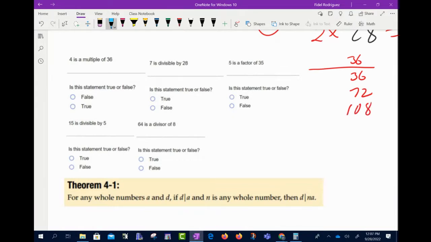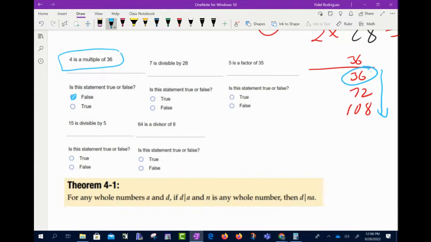The question that it's asking me is, is 4 a multiple of 36? Would the number 4 be in that list? No, it wouldn't, because the smallest number I have in my list, y'all, is the number 36. So is this statement true or false? It would be false. Now, 4 is what we would call a factor, but there's a difference between it being a factor and it being a multiple, okay?